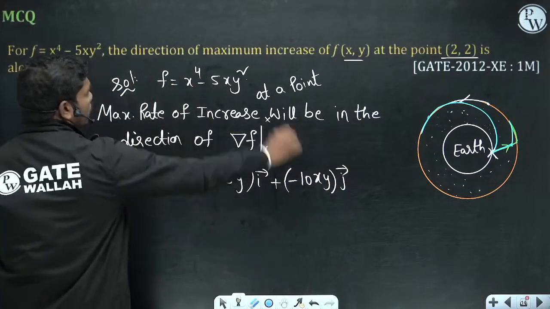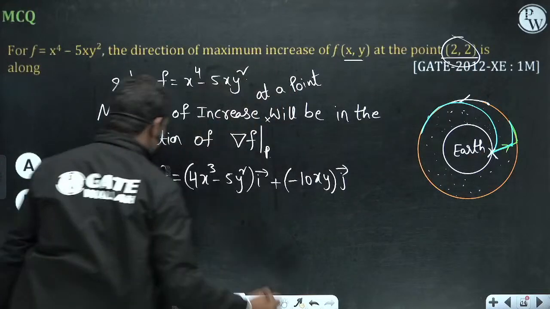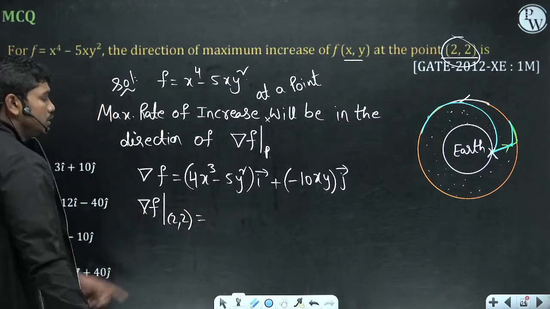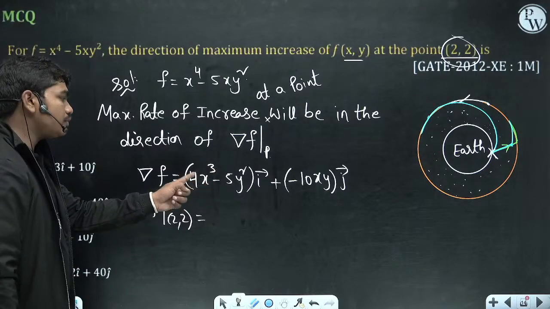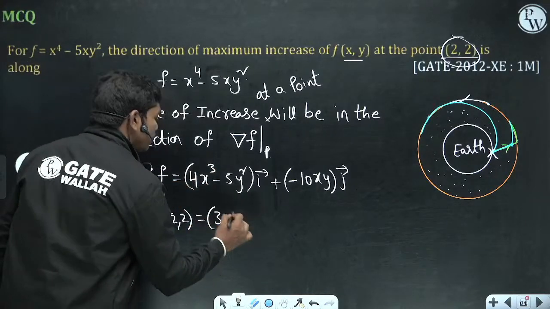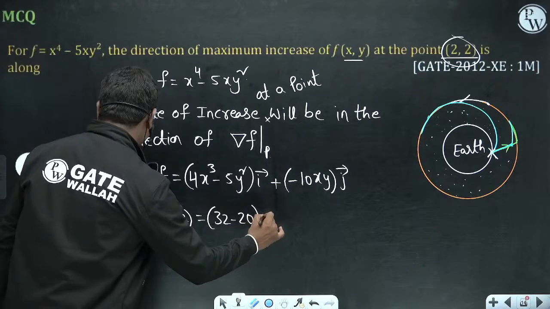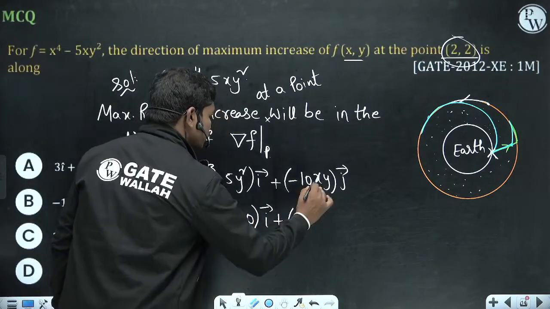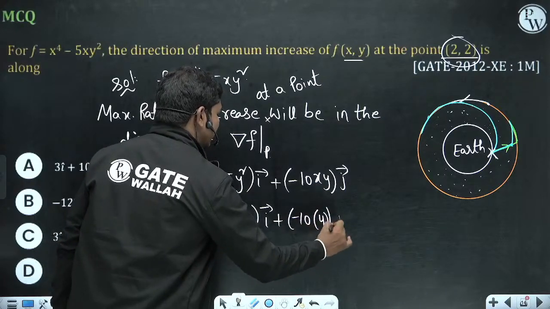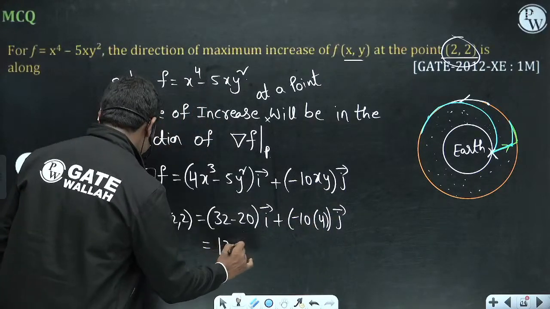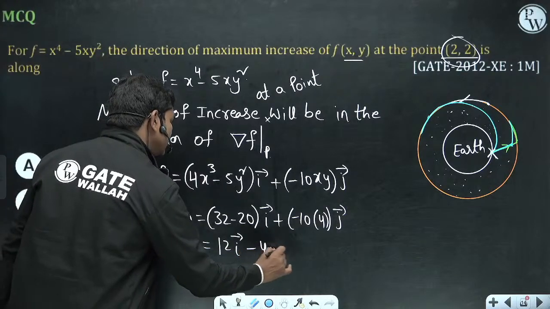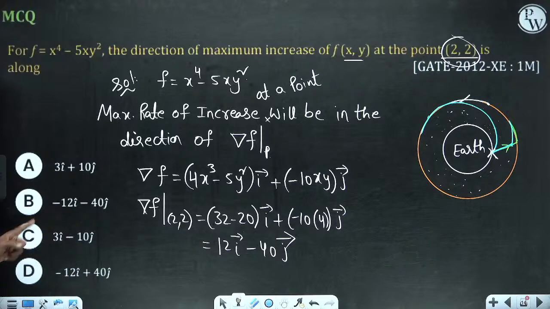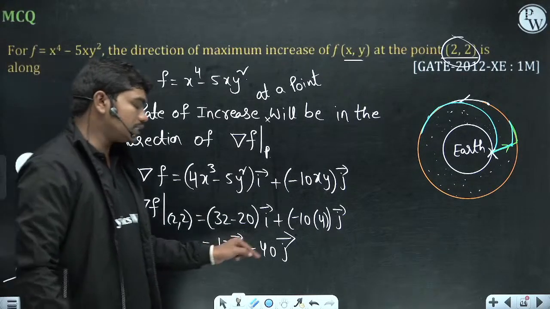Okay, so you need del f at (2, 2). So what is the value at (2, 2)? If you put 2 here, 2 cubed is 8, 4 eights are 32, minus 5 fours are 20, times i, plus −10 into 2 into 2, so −40 j. Okay, so this is 12i − 40j actually. So 12i − 40j. Out of the options you can also write −12i + 40j, because this is just negative in direction.